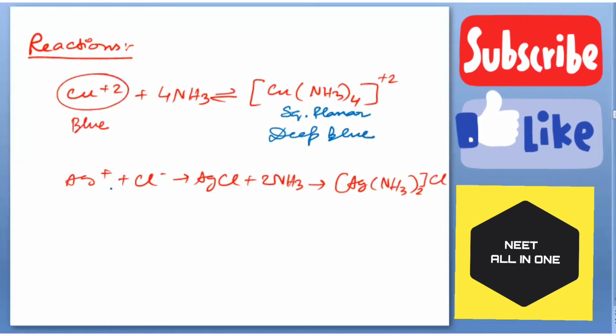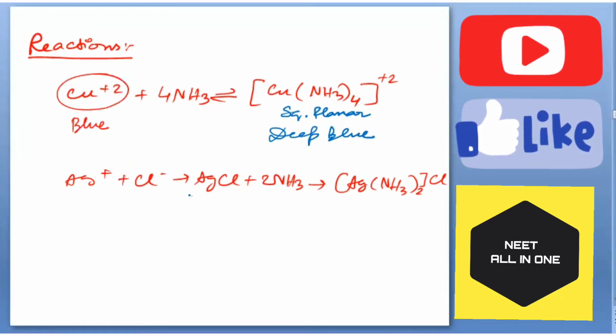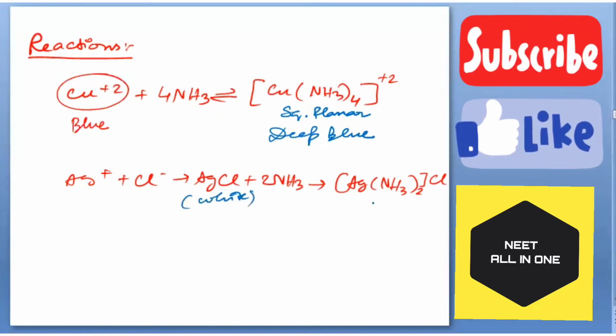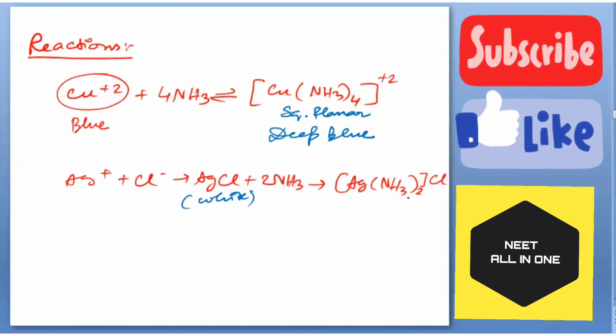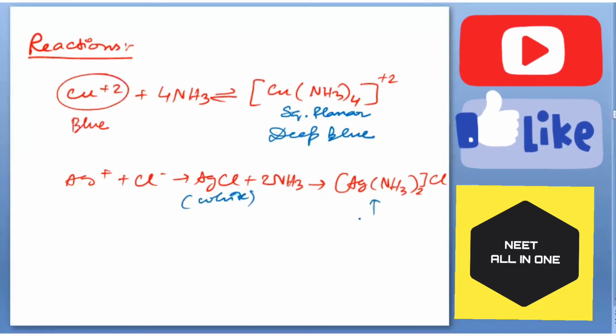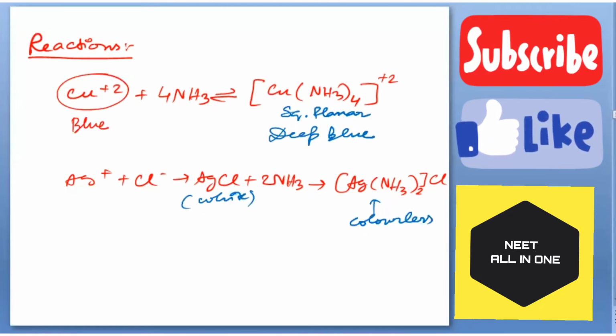Now here another reaction is shown: Ag+ plus Cl- forms AgCl, which is white. But when it is reacted with 2NH3, it forms [Ag(NH3)2]Cl, and it has no color. That means the solution becomes colorless. So on the basis of color, it is very important.